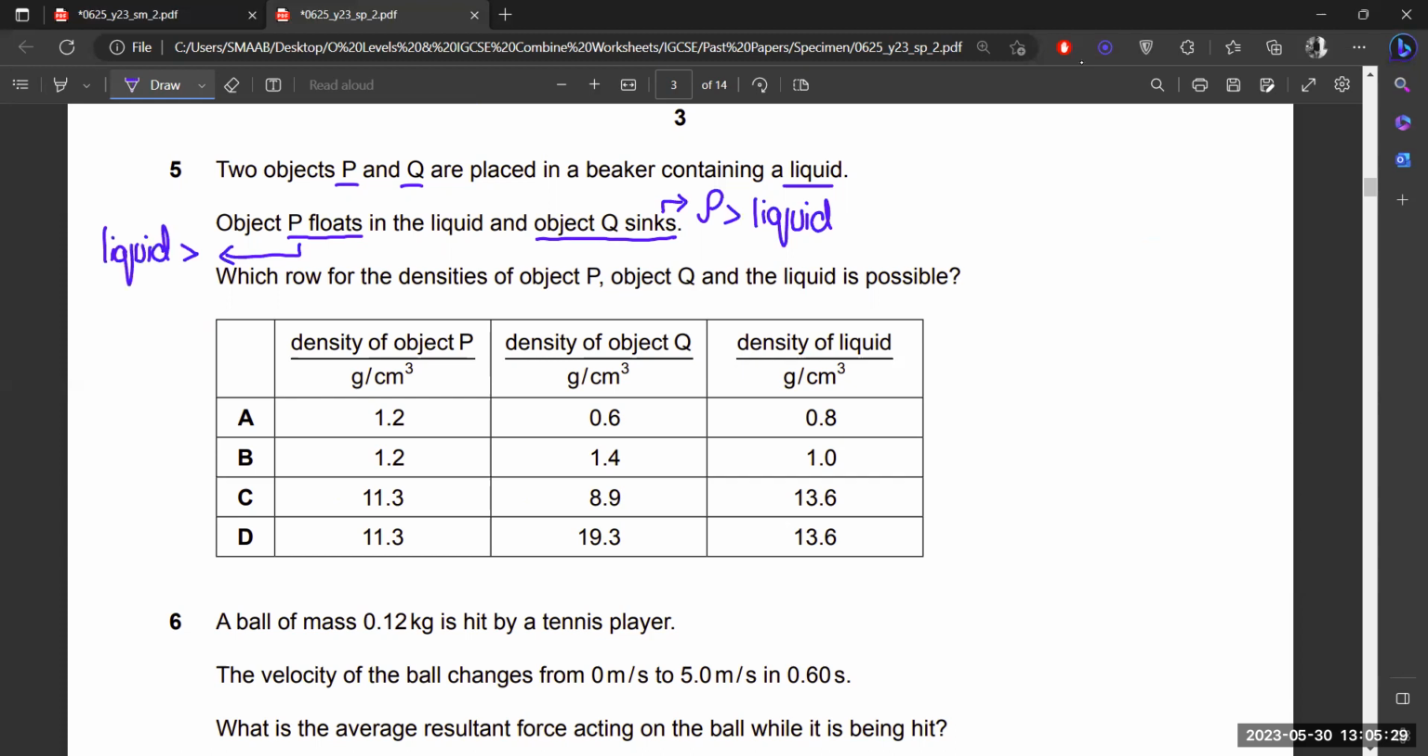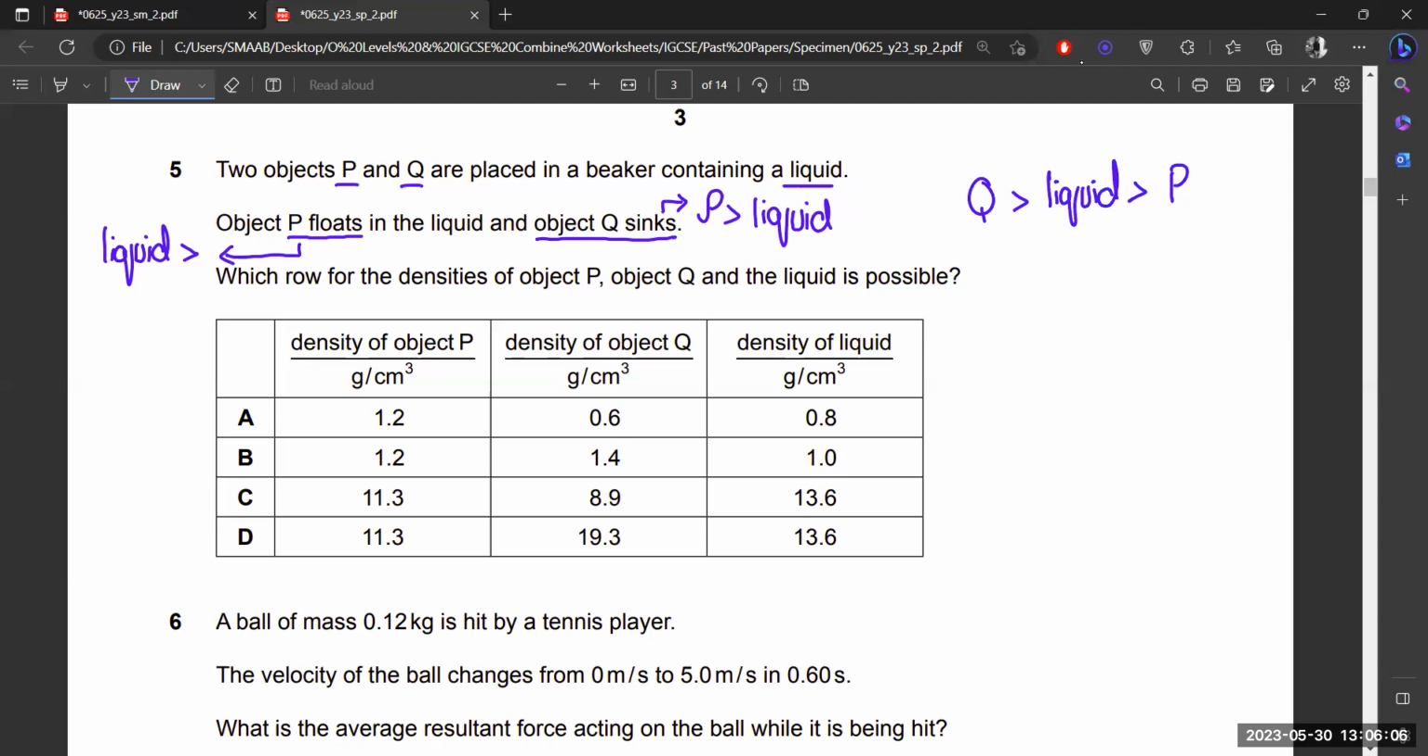So basically the density of P is less than the liquid and the density of Q is greater than the liquid. Which law for the densities of P, Q and the liquid is possible? So we need to compare the values according to this situation. Remember that the liquid is greater in density than P, and it is less than Q. So first of all, we need to find the greatest value of Q as compared to liquid.